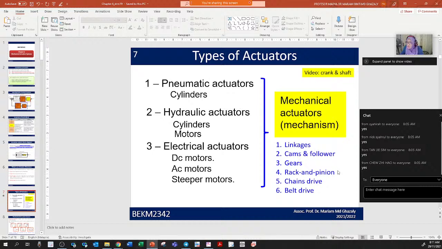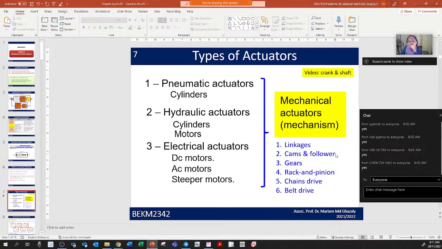Cam and followers. Cam and followers is an example of the video that I showed to you in the Telegram group. Cam and follower is being used in the engine block. So if you have gone through the video, you know what I'm talking about. If you do not go through the video, then you might be asking, what is cam and follower? Follower, you might know, follow something. I follow you. What is cam? Cam is a shape which, when it rotates, will actually make the follower follow what type of shape that the cam is.